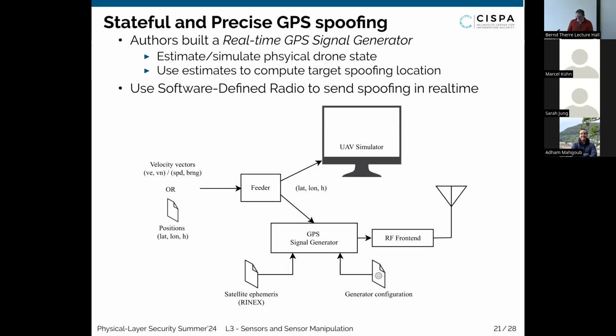And this is just an overview of what the system was that the authors in that paper eventually built, and that enabled them to take over control of the drones and really move them around as well.